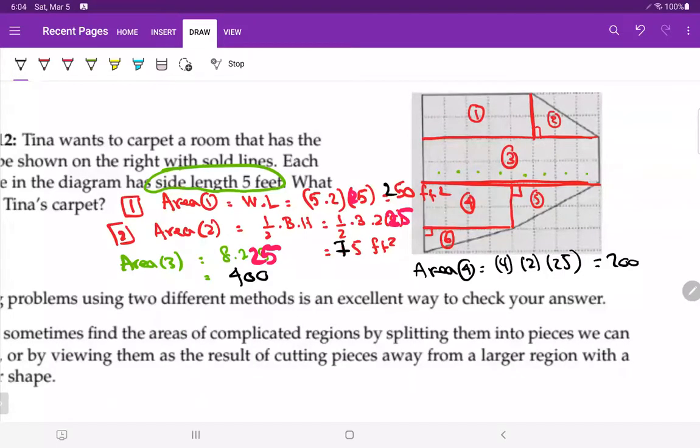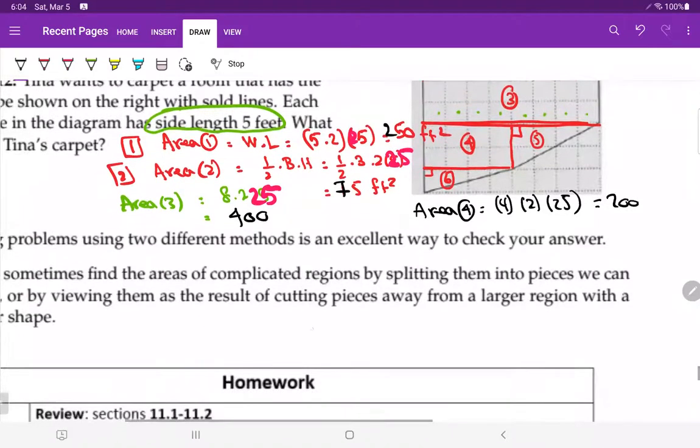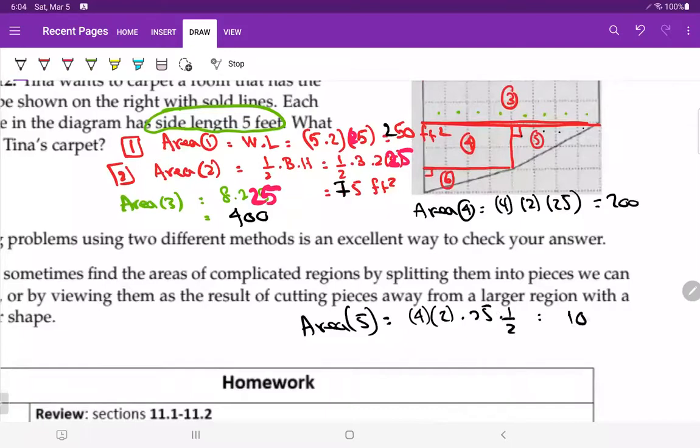Now area 4, we did 4, area 5 now. Area 5 is equal to 1, 2, 3, 4 times 2 times 25 times half, which is 100 feet. Area 6, it's a rectangle again. 1, 2, 3, 4, 4 times 1 times 25 times half, which is 50.